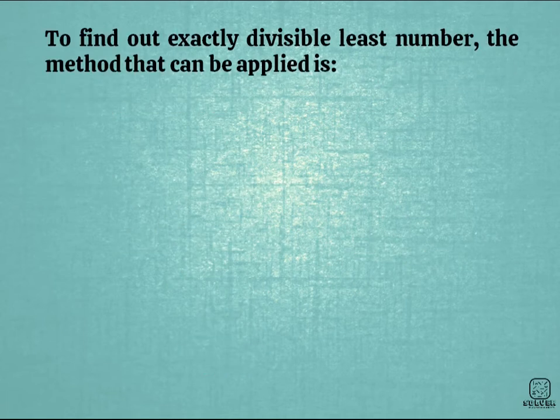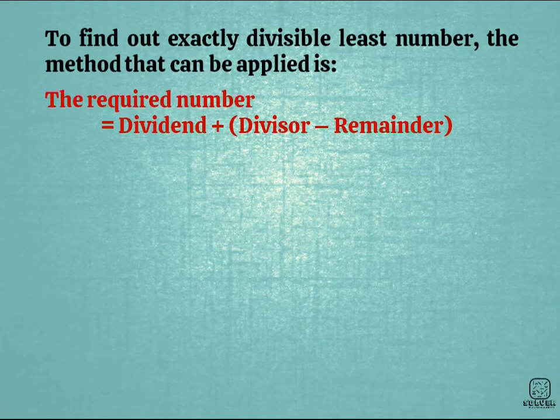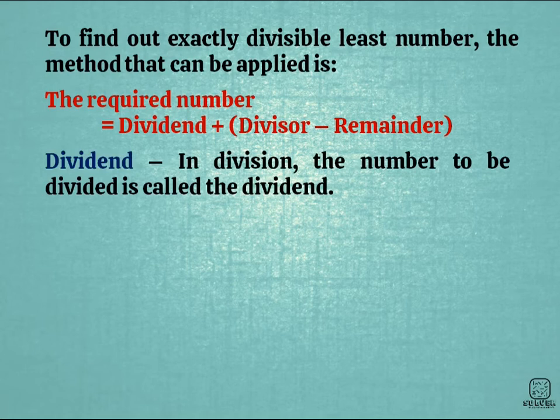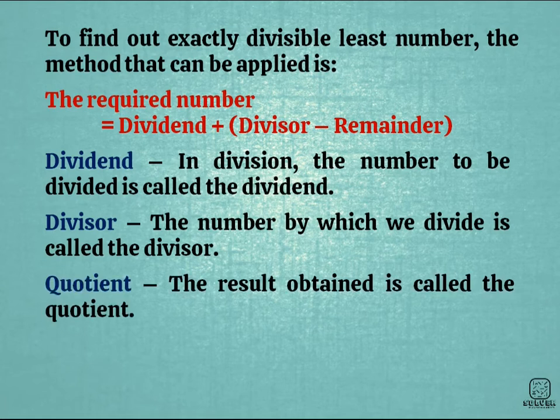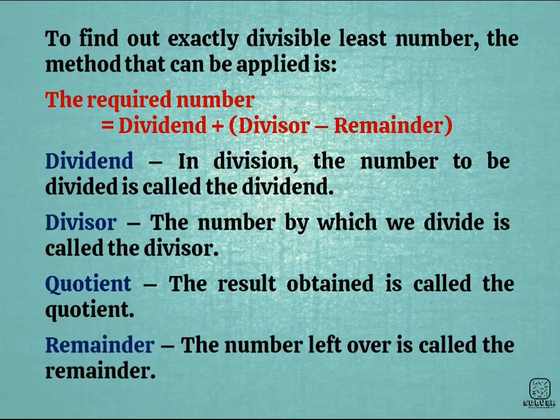Now to find out the exactly divisible least number, we can apply one method. That is, the required number is equal to dividend plus divisor minus remainder. Now what is this dividend and divisor? Let's see. Dividend: in division, the number to be divided is called the dividend. So which number we are dividing, that is called the dividend. And divisor is the number by which we are dividing. Then quotient is the result obtained. And remainder is the number left over.